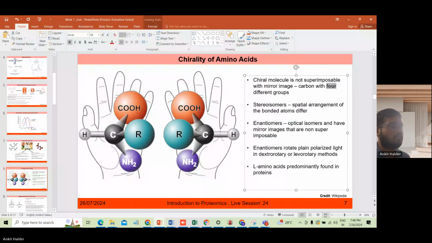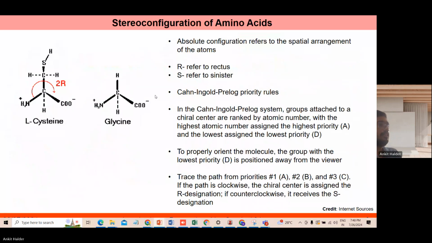So now what we are going to see is the stereo configuration of amino acids. I think it is also very well explained in your video regarding D amino acids and L amino acids, levorotatory and dextrorotatory, and why the enantiomers are different. But there is another concept about the stereo configuration, that is the absolute configuration, which refers to the spatial arrangement of the atoms, right? So here the terms are R and S. R refers to rectus and S refers to sinister.